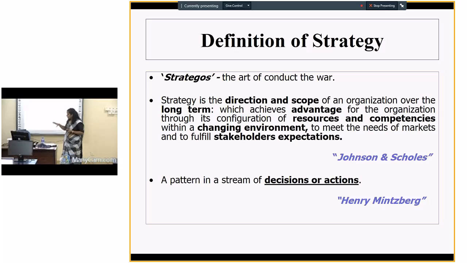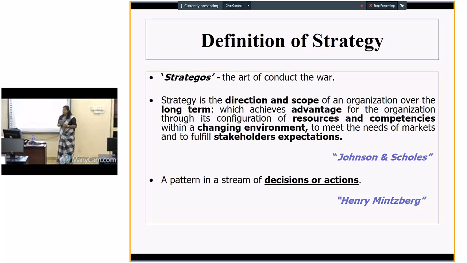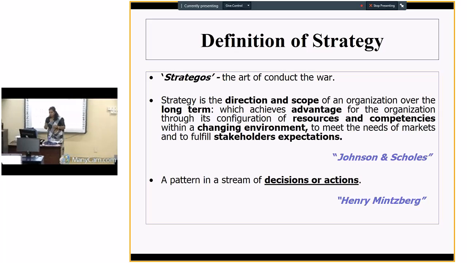That is what we call competitive advantage, and once we are going with this competitive advantage, we have to look into the resources as well as the competencies within the organizational setting, in order to go in line with this changing environmental context. Got the point? In order to meet the needs of the market or fulfill the expectations of the stakeholders. You all know who the stakeholders are, no? Stakeholders. I hope you know the term, that's why I just keep it.